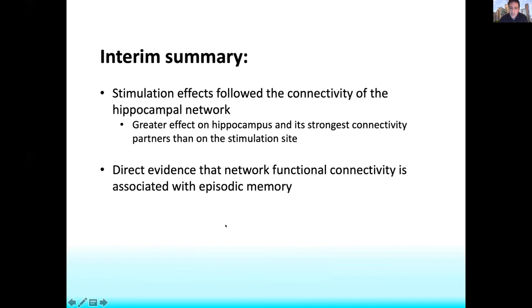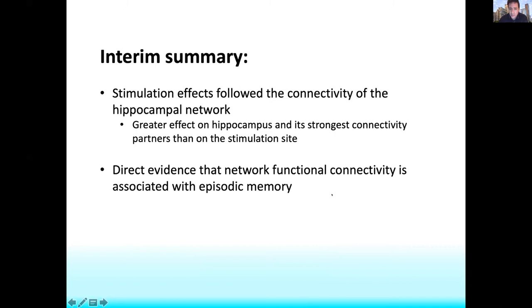This study overall provides direct evidence that functional connectivity of this network is associated with episodic memory ability. I think this indicates that if you want to change a complex cognitive function like episodic memory, you really need to target and affect the network of the core regions that are responsible.